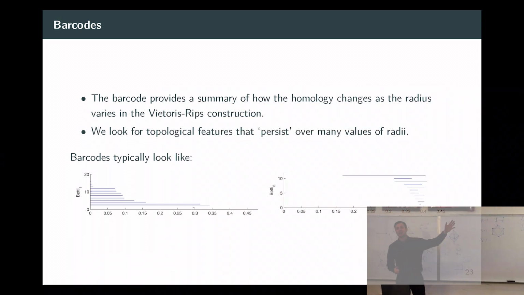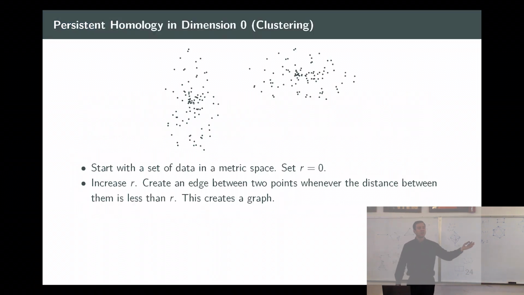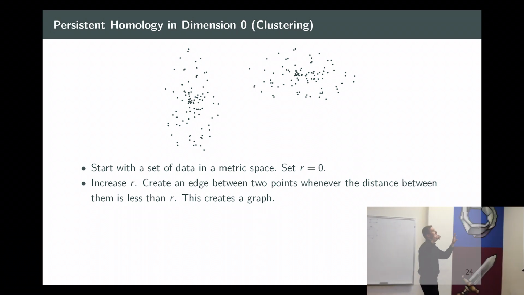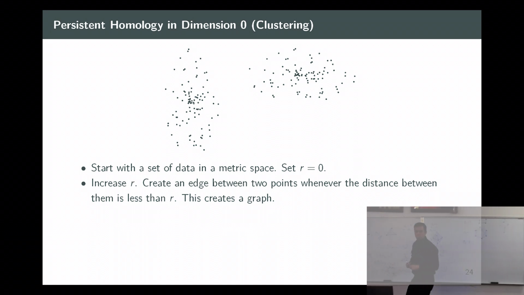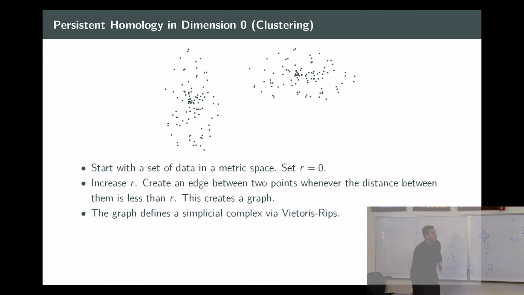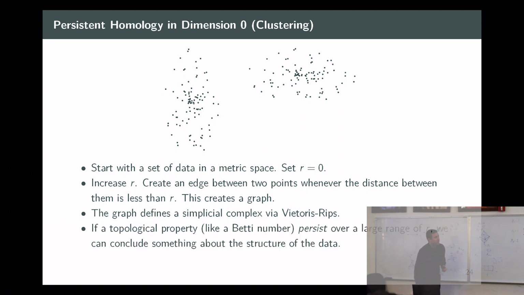So let's suppose that I have a set of data that looks like this. If I set r equal to 0, it looks like you have 2 clouds of data. How can we translate that into the language of homology? Around every point we create a circle of radius r, we let that radius grow, and we look at the resulting graph, which defines a simplicial complex for us. If a topological property like a Betti number persists over a large range of r, we say that tells us something about the data.